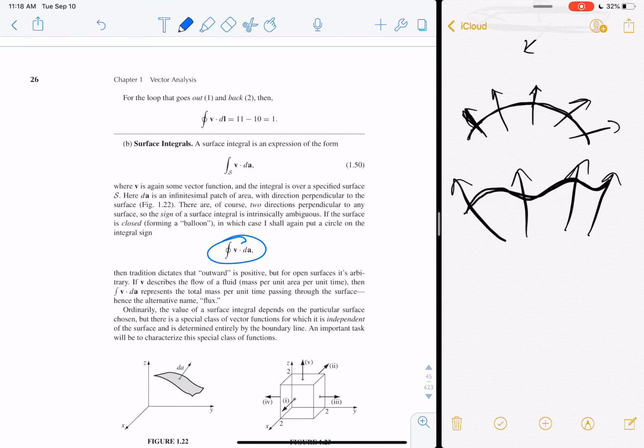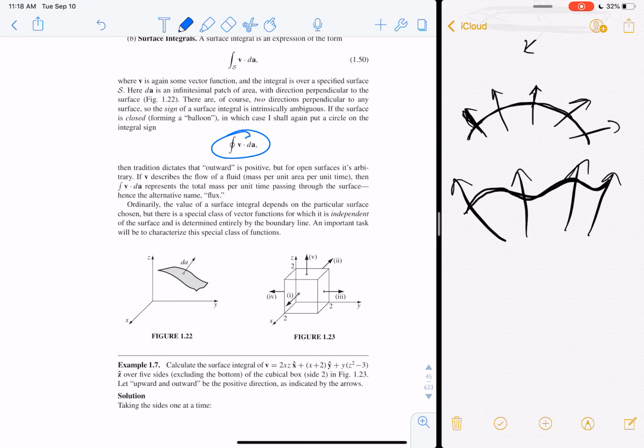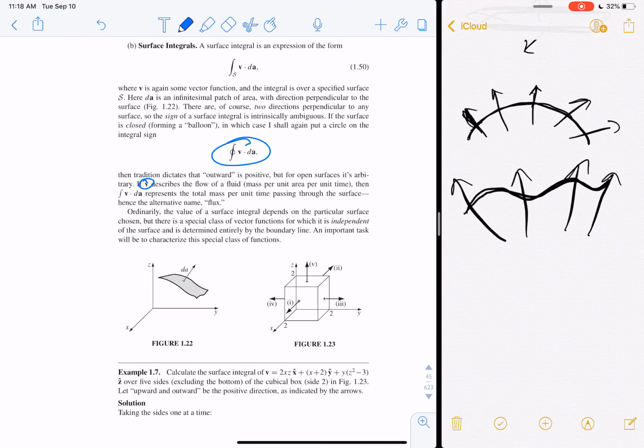Okay, so the idea here is that if your vector field describes a flow of fluid, for example, then v dot dA represents the total going through that surface, which is called flux.